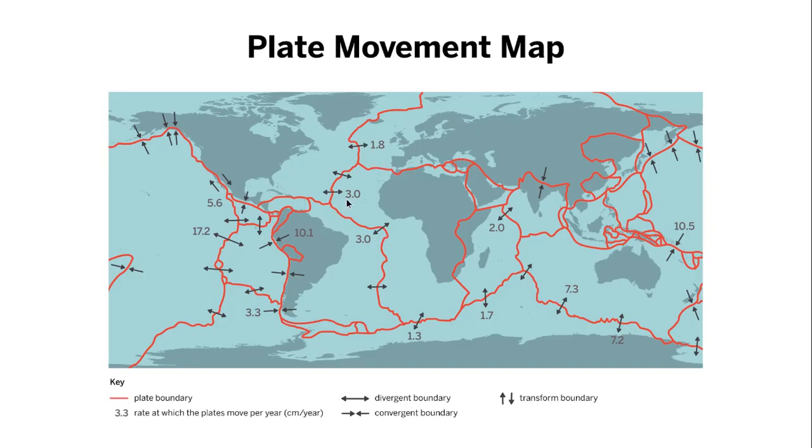and then I want you to guess or use the key to figure out what boundary is on the east edge of our plate. So look at these arrows on the east edge and tell me, is it diverging, converging, or transforming? Go ahead and choose one.